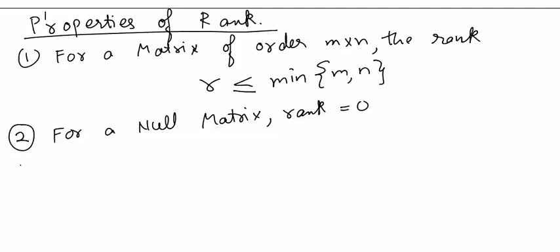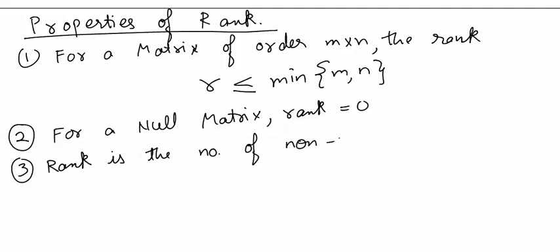One more definition, I'll put it in the properties of rank, is that rank can also be defined as the number of non-zero rows. Rank is nothing but the number of non-zero rows in a matrix, right? For example, if I say there is a matrix, let's say 1 2 3, 8 1 7, 0 0 0. So what is the rank?